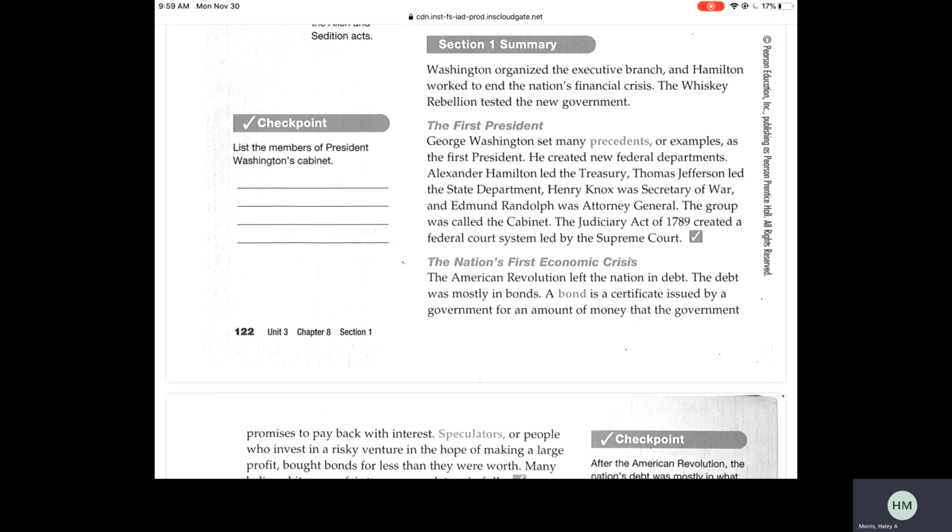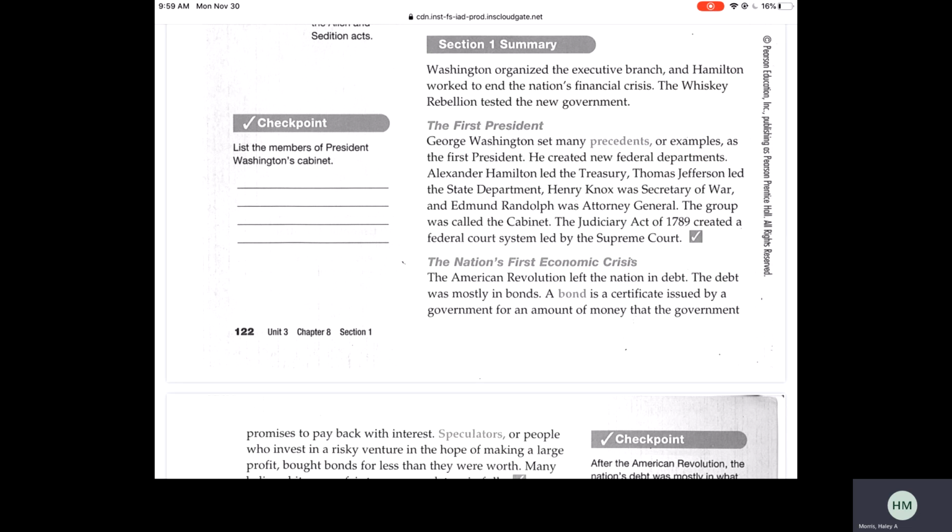The first president, George Washington, set many precedents. Precedents was one of our vocabulary terms, or examples, as the first president. He created new federal departments. Alexander Hamilton led the Treasury. Thomas Jefferson led the State Department. Henry Knox was Secretary of War, and Edmund Randolph was Attorney General. The group was called the Cabinet. The Judiciary Act of 1789 created a federal court system led by the Supreme Court.